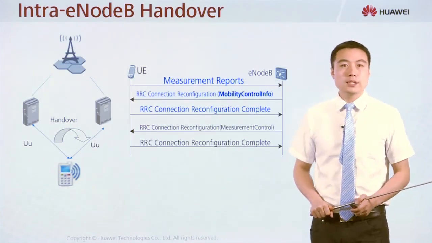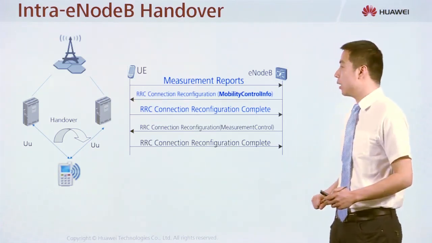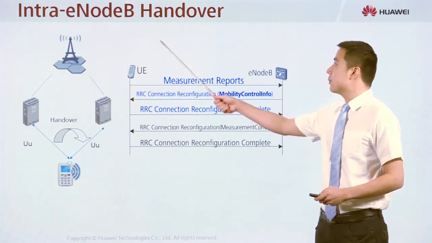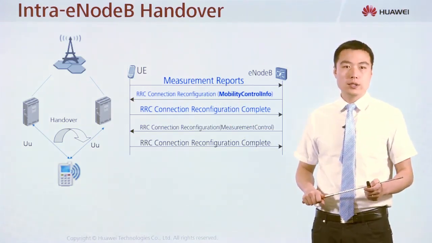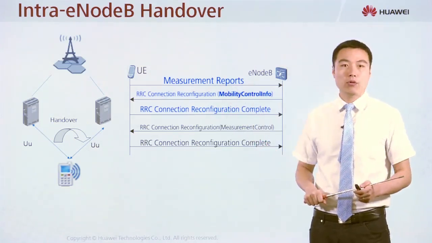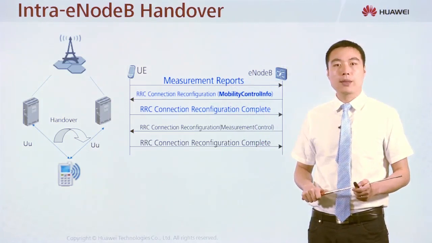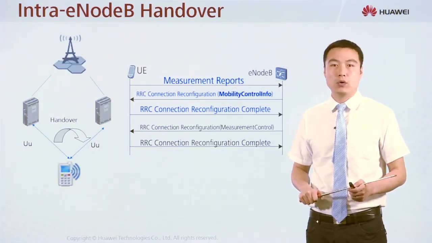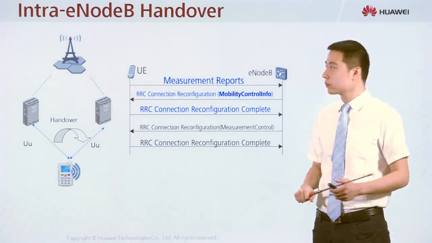Here is the signaling flow for the intra-eNode B handover. Intra-eNode B handover means that before the handover, the UE stays in this eNode B, and after the handover, the UE stays in the same eNode B. The source cell and the target cell belong to the same eNode B, and this is the intra-eNode B handover.